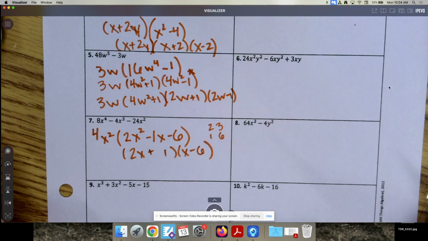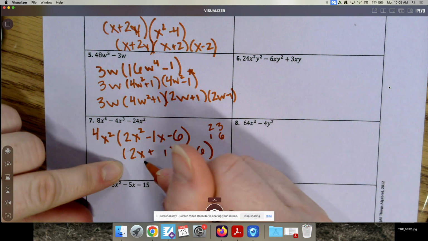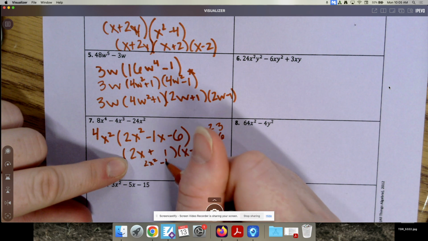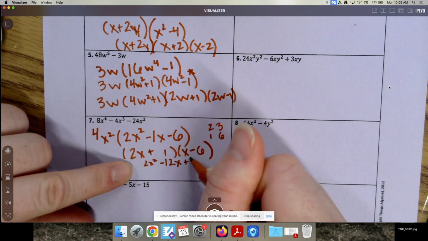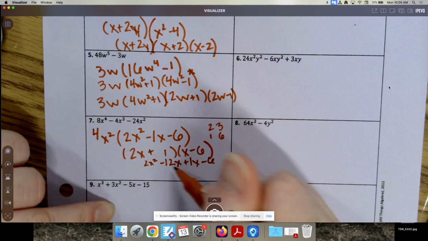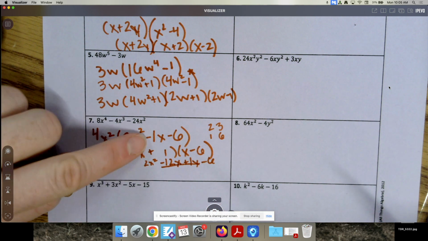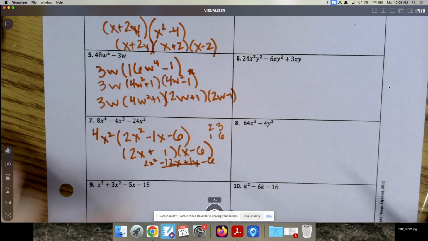How do we know if that's right or not? You FOIL it out. Based on last hour, just remembering to FOIL it out will save you so much time because when you FOIL, you get your 2x squared. 2x times negative 6 is negative 12x plus 1x minus 6. Look to the middle. What's negative 12 plus 1? Negative 11. We want a negative 1. Is our number right? No.